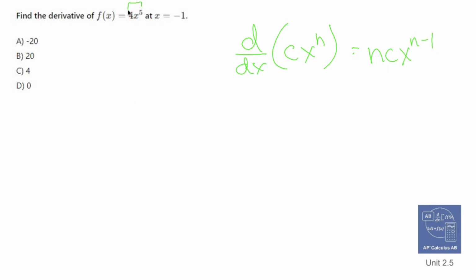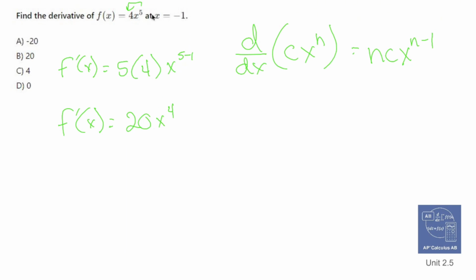I'm going to take 5 and multiply it to 4, so f prime of x is going to be 5 times 4 x, and then I'm going to do 5 minus 1 because you subtract 1 from that 5. And so f prime of x is going to be 20 x to the fourth.